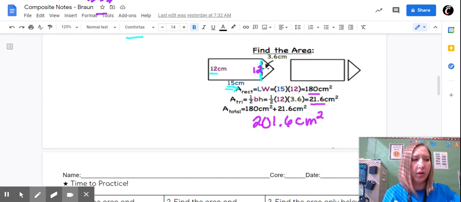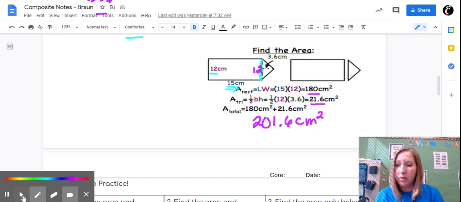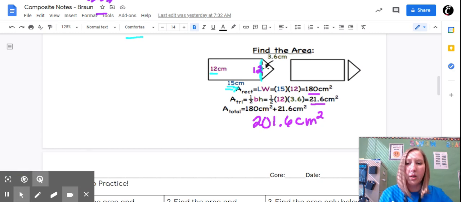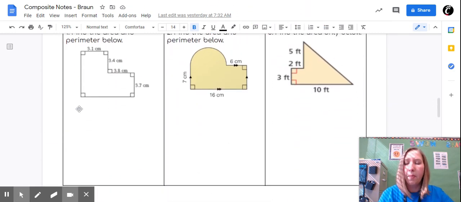So that's what we're doing for all of these shapes that we're going to be practicing. We're really just looking at how we can break down the shapes we have into smaller two-dimensional shapes that we can find the area individually and just add them together. So let's take a look at the back, and we're going to do some of these together.